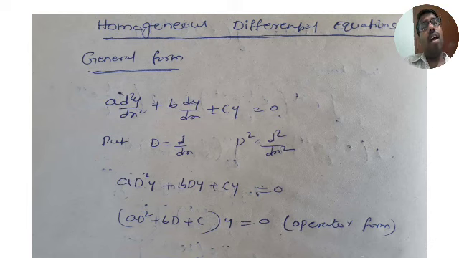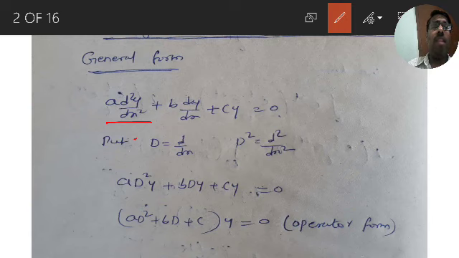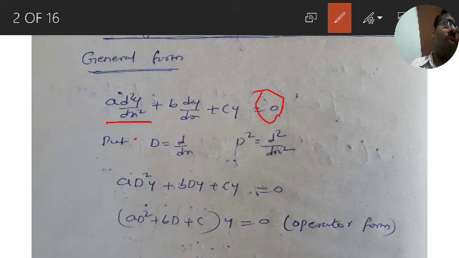Yes, the first thing I want to tell here is, since d square y by dx square is there in the equation, this equation is a second order differential equation. And the right hand side, what is the right hand side? It is 0. As the right hand side is 0, it is a homogeneous differential equation. So up to now what I am saying, it is homogeneous and it is second order.